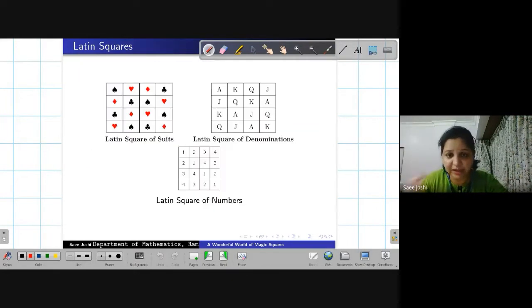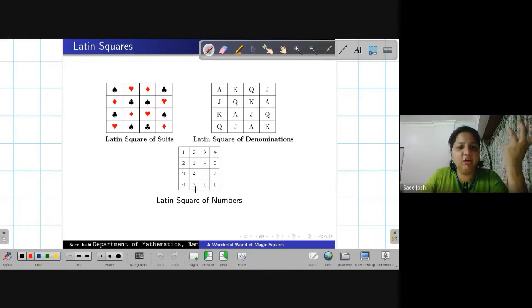But now Latin squares are those magic squares which contain only symbols from 1 to 4, and they are so filled that each row and each column contains the numbers from 1 to 4 exactly once. For example, if you look at this Latin square of numbers, in the first row I have 1, 2, 3, 4 written exactly once. Similarly, in the first column, 1, 2, 3, 4 appears exactly once. Same goes for the second row, second column, and so on.